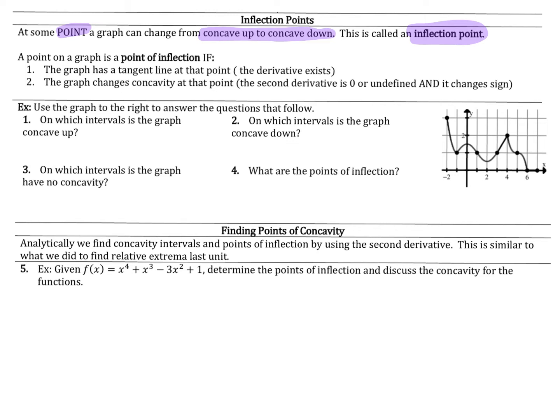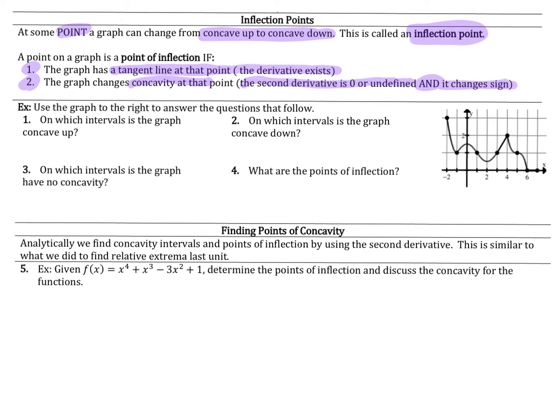But some key things we need to know about these inflection points are that, first of all, in order to have an inflection point at a particular value, the tangent line has to exist at that particular value, meaning the first derivative has to exist. The second thing that we need to know is that the graph has to actually change concavity, which would mean that the second derivative is 0 or undefined, and the second derivative is changing sign, right? If the second derivative was negative and negative, then we're not changing. That whole section would be concave downward.